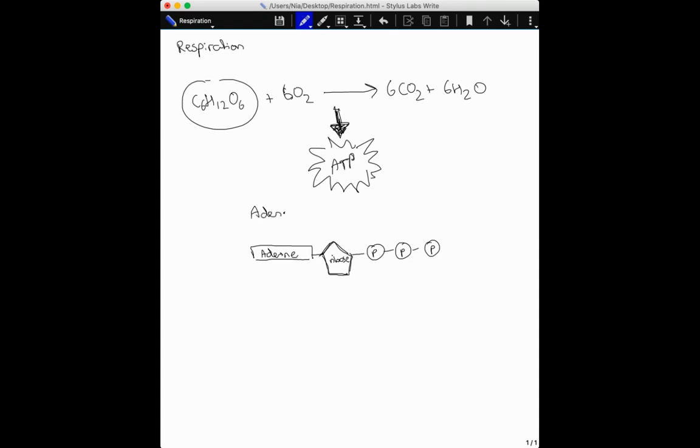The full name of ATP is adenosine triphosphate. And this relates directly to its structure. Adenosine because adenine is the base, and triphosphate because 3 phosphates.